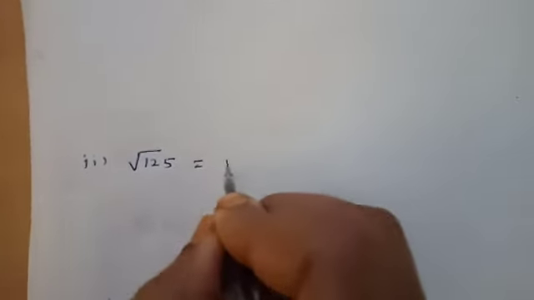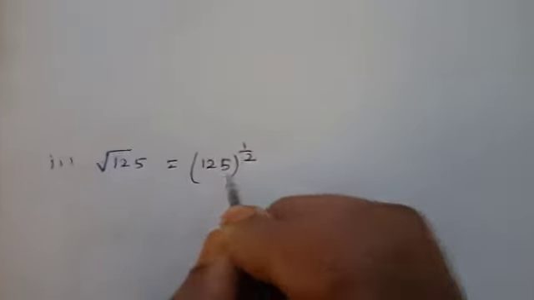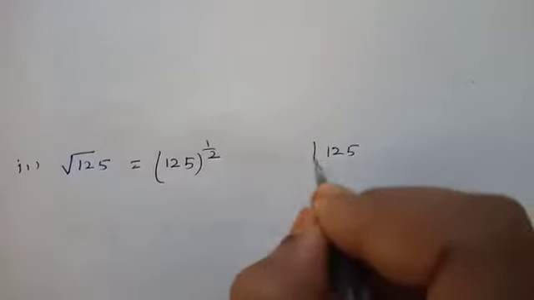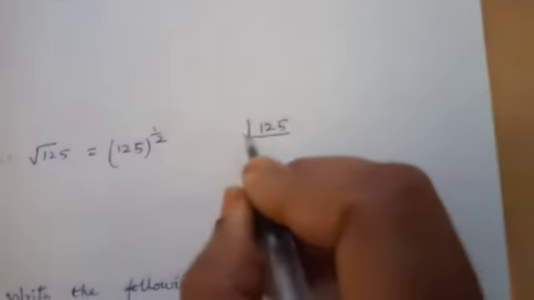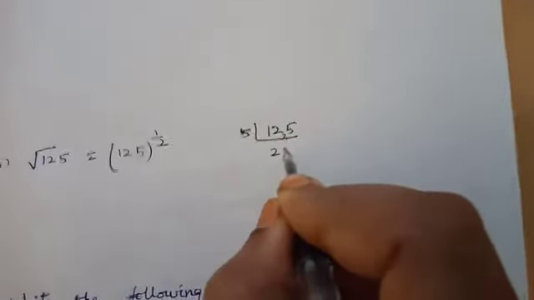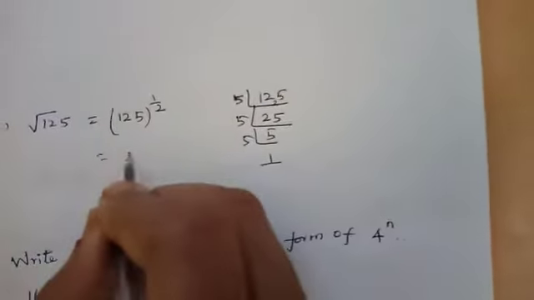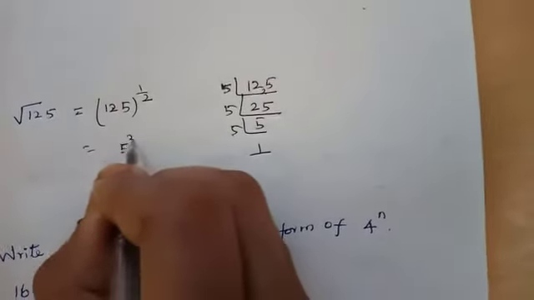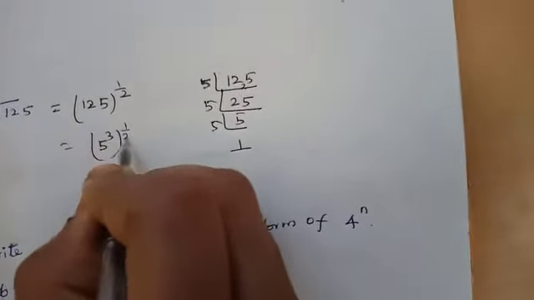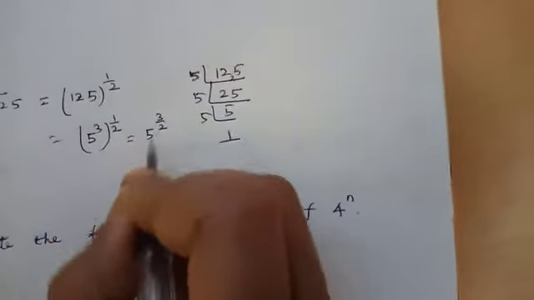That we write as 125 to the power half, since square root means power half. Okay. So for 125 we take factors. Already it is there, but one more time I'll write 125. 5 2s are 10, remainder 2, 25, 5 5s are 25, 5 1s are 5. So 1 2 3, 125 is 5 to the power 3 to the whole power half, that is 5 power 3 into 1 by 2, so 3 by 2.